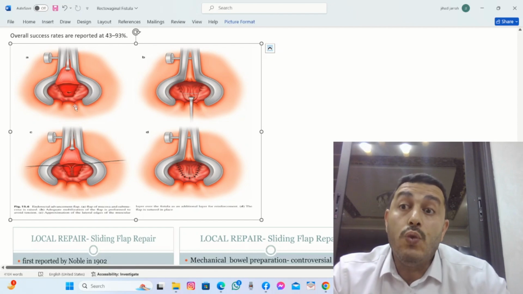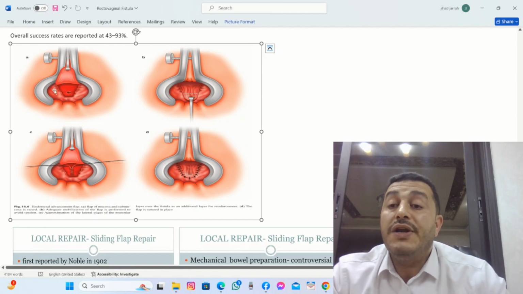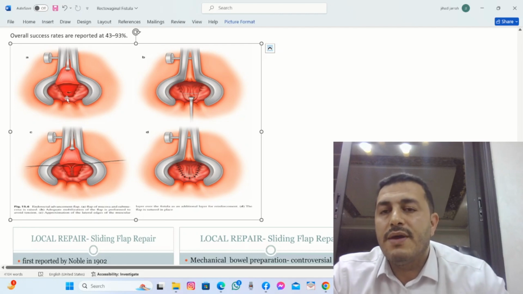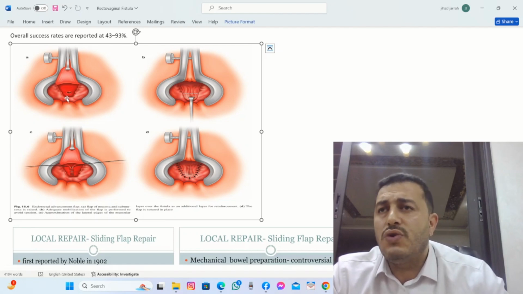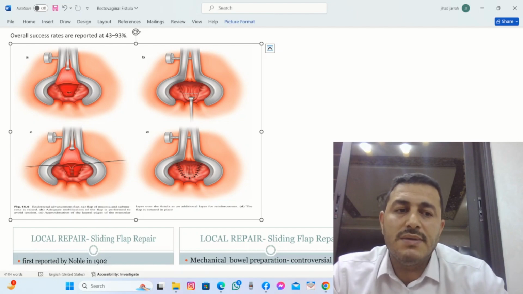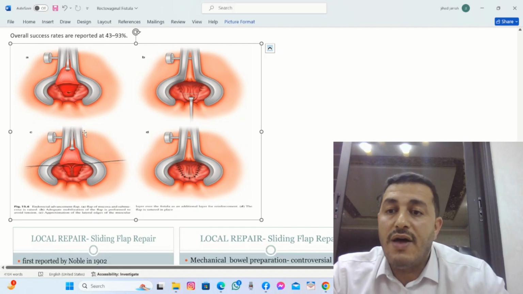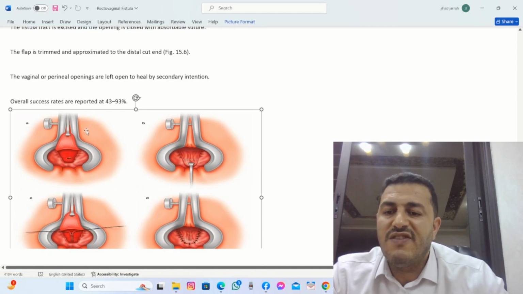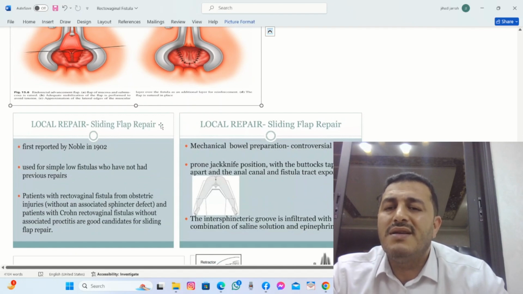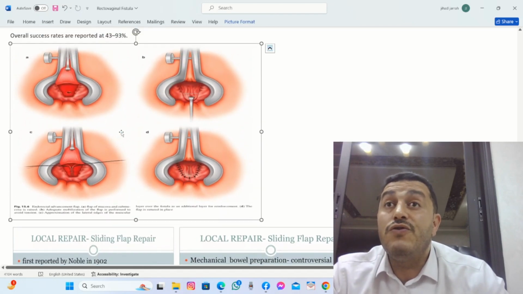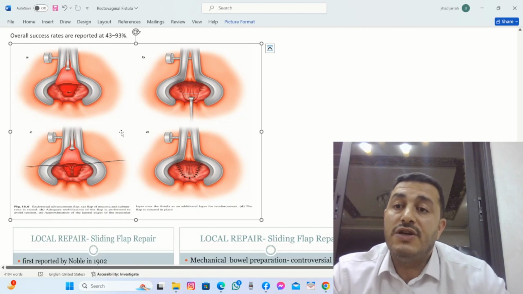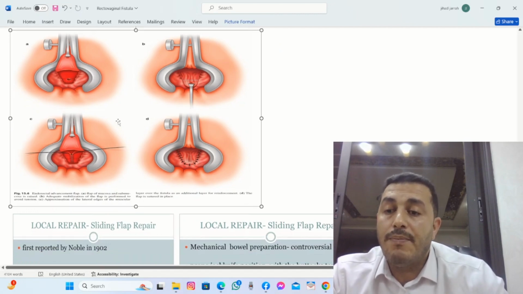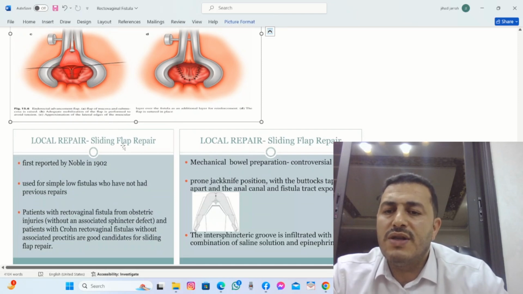We need first of all, as prerequisites for this operation, a healthy rectum. If the rectum is diseased, such as in Crohn's disease, radiation proctitis, or previous failed attempt, we are talking about other techniques. The endorectal advancement flap, sometimes called the sliding flap repair, is the most commonly performed. It is performed if no sphincter injury exists. If sphincter injury exists, we are thinking of the perineal approach.